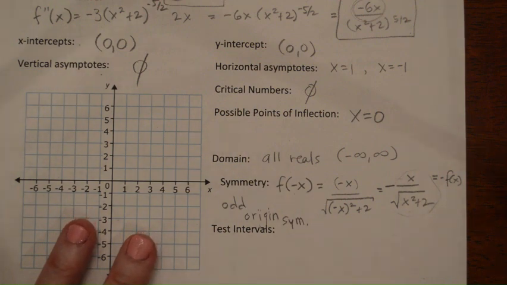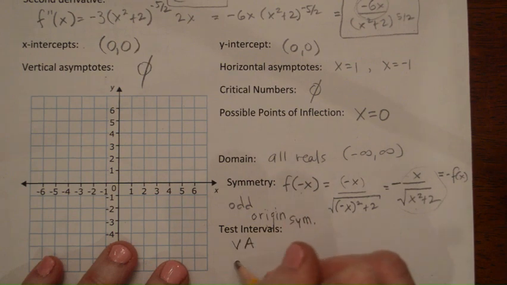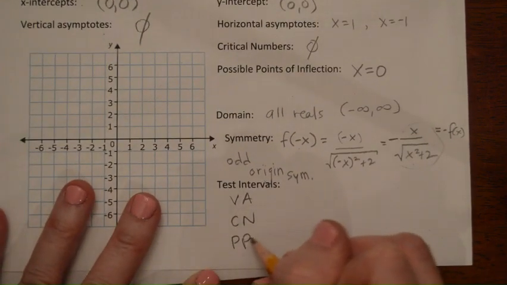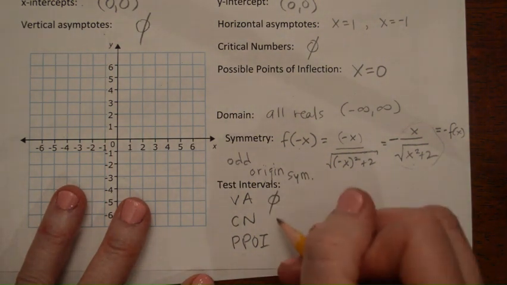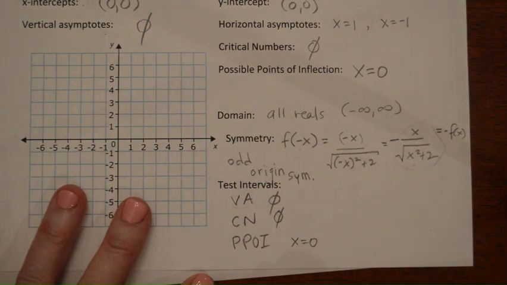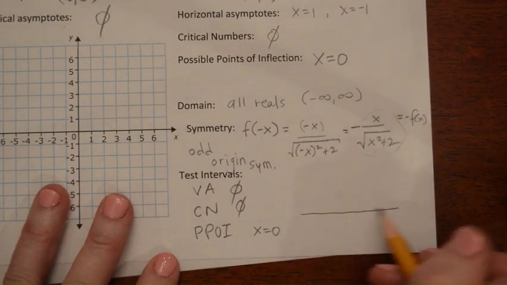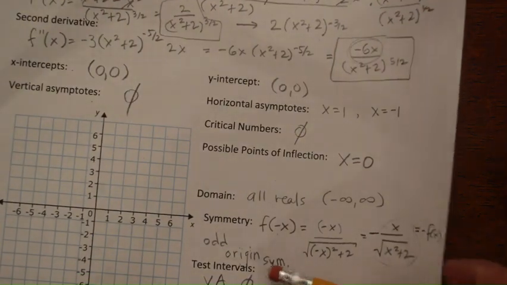Okay, hopefully you're tracking right now. Test intervals come from any vertical asymptotes, any critical numbers, and any possible points of inflection. There are no vertical asymptotes, there are no critical numbers, and we only have one possible point of inflection, and that is x equals 0. It's going to be a pretty tiny table. We only have to the left of 0 and to the right of 0, and then we're going to have to test at 0. So, next page, it's a very small table.